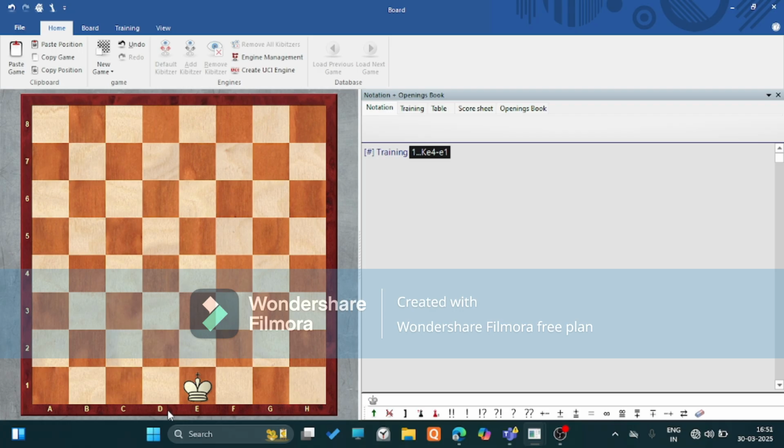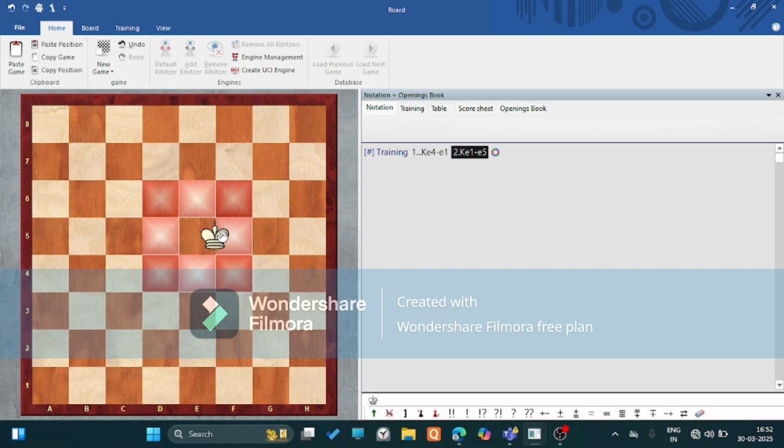Okay. Now, let's see how the king moves. Suppose we place the king on e5. Now, where can the king move? Firstly, the king can move on the highlighted squares, which I am highlighting. That is 1, 2, 3, 4, 5, 6, 7, and 8. These are the 8 squares where the king can move. That is, the king can move one square adjacent to his position.